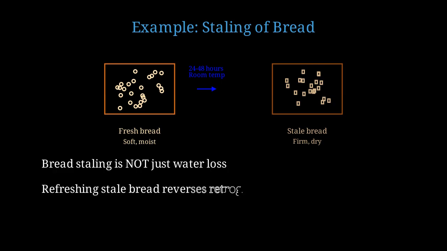This is why you can refresh stale bread by heating it. Heat disrupts the newly formed crystalline regions, regelatinizing the starch. The bread temporarily becomes soft again. But it will stale even faster the second time because the starch chains are already partially aligned.